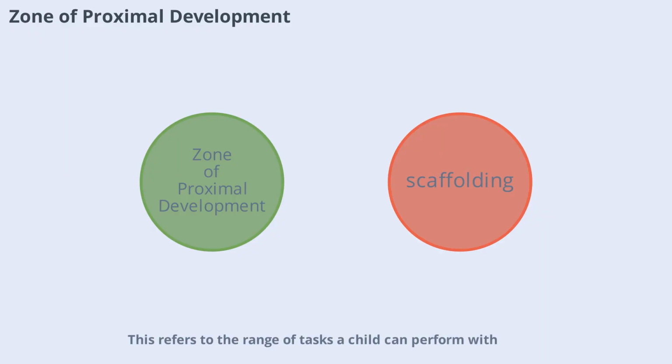A central concept in Vygotsky's theory is the zone of proximal development (ZPD). This refers to the range of tasks a child can perform with the help of a more knowledgeable person but cannot yet do alone. The ZPD highlights the importance of scaffolding, support provided by adults or peers to help children learn new skills. As children gain competence, the support is gradually removed, fostering independence.